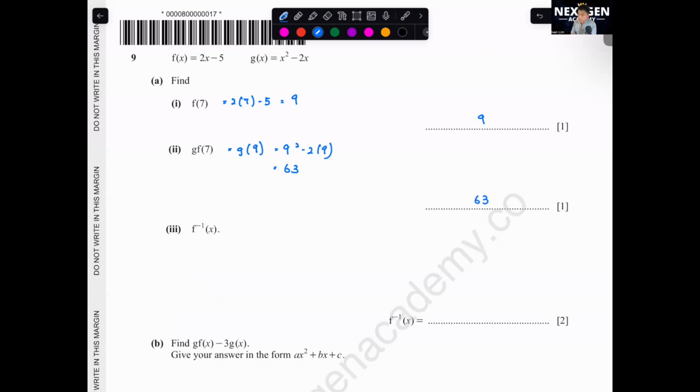f inverse of x. The way I like to do is we let y equal f inverse of x. Then f(y) equals x. So here we get 2y minus 5 equals x. 2y equals x plus 5. y equals (x plus 5) divided by 2. This will be our answer.